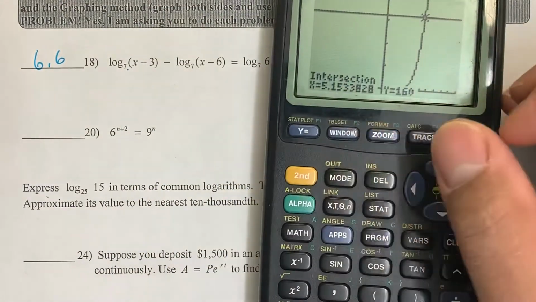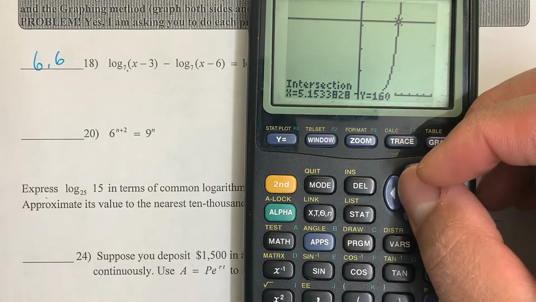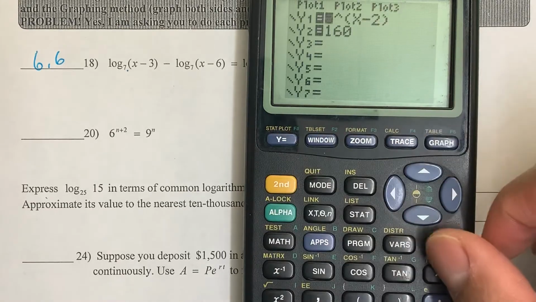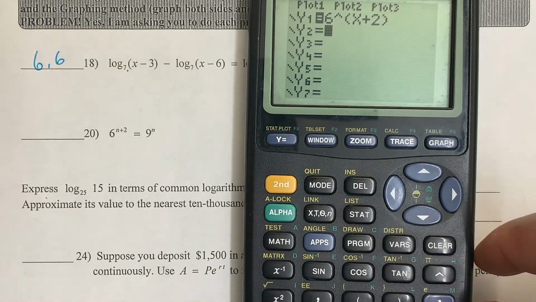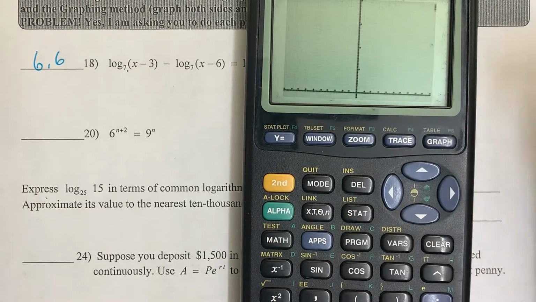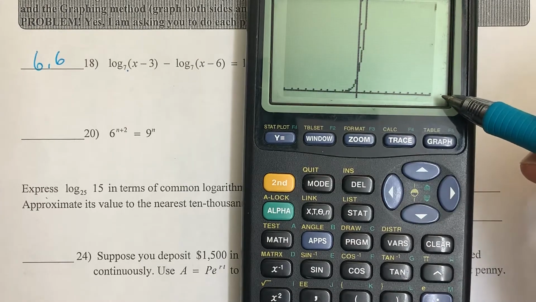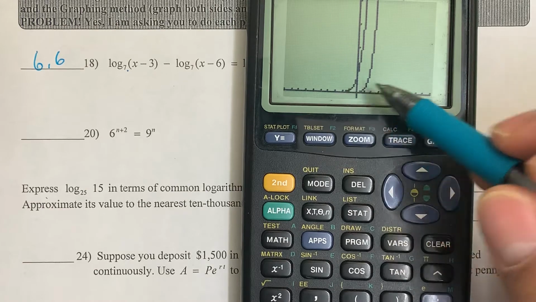Now, down here for number 20, it's the same process, except now we will have 2 separate curves. We won't just have one that's a horizontal line. 6 to the parentheses, x plus 2. And then for the right side, it's just 9 to the x power. Graph. Let's see if we can see where these guys cross. There's one. And there's the other one. Okay, so their intersection is probably going to be somewhere over here, assuming that they do intersect.